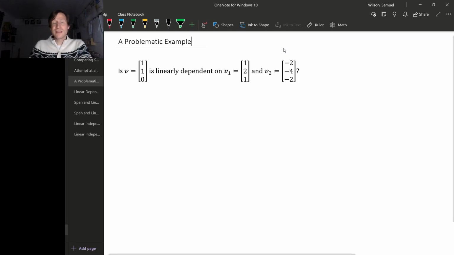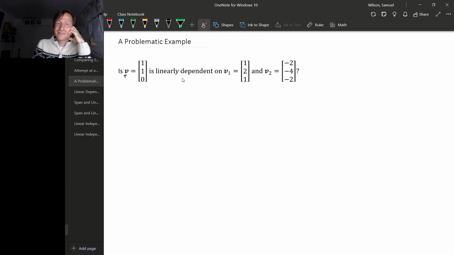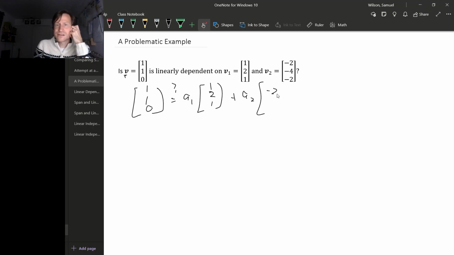Let's look at one more example of determining whether a vector is linearly independent or not. So let's check if this v, 1, 1, 0, is linearly dependent on v1 and v2. So v1 is 1, 2, 1, and v2 is minus 2, minus 4, minus 2. So, as usual, this is asking the question, is it possible to write 1, 1, 0 as a linear combination of the other two vectors like this?